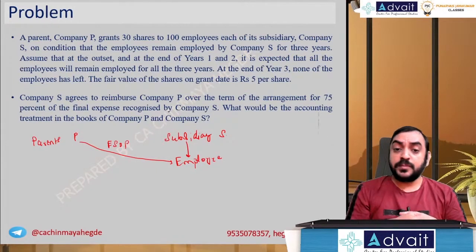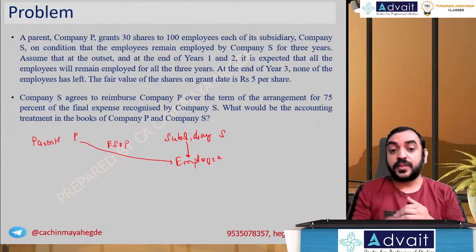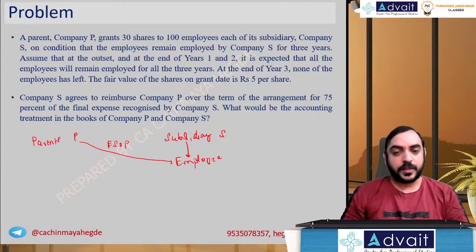Company S agrees to reimburse company P over the term of the arrangement for 75% of the final expense incurred by company S. Company S agrees to reimburse company P over the term of the arrangement. What should be the accounting treatment in the books of company P and company S?